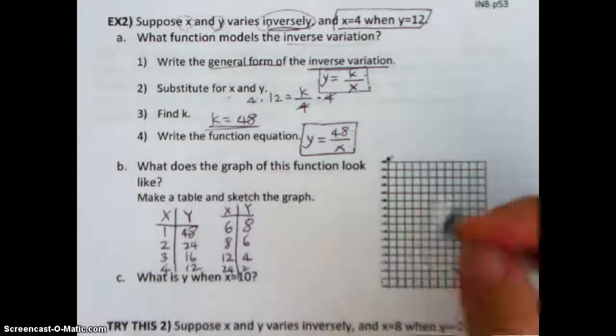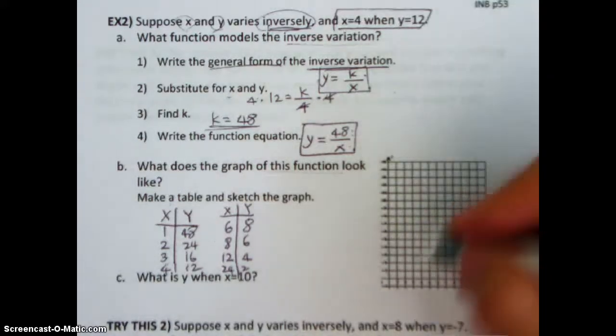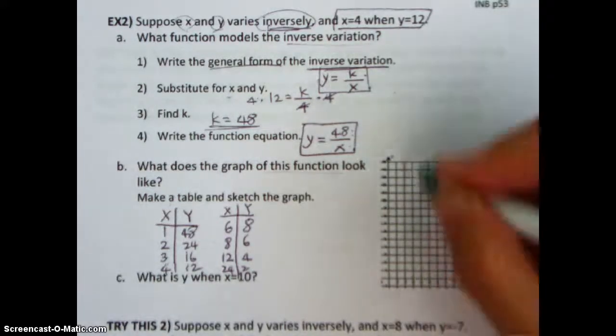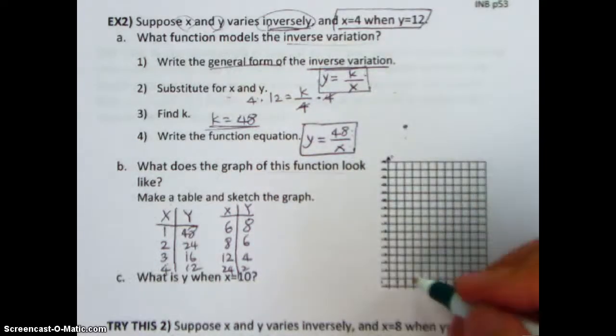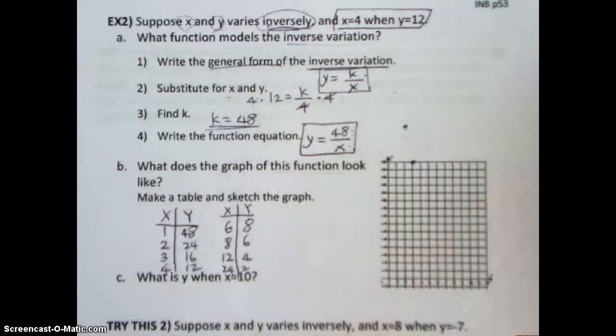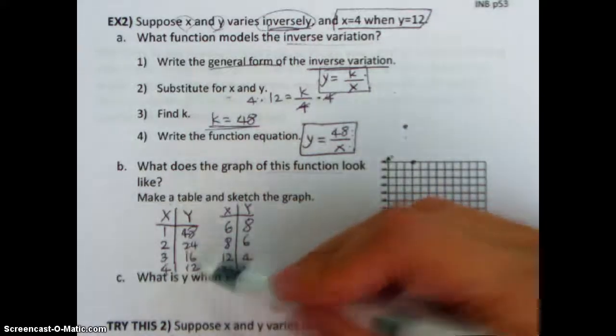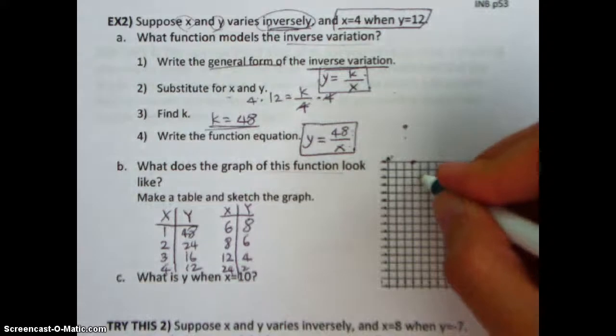So let's plot a few points. 1, 48. 48 is off the chart, so you can skip that. 2, 24. 24 is again off the chart. It's maybe around here. 3, 16. That one we can plot. And 4, 12 is around here.